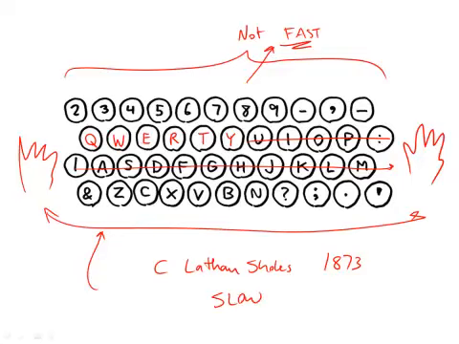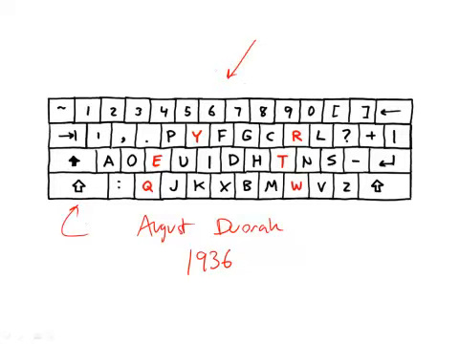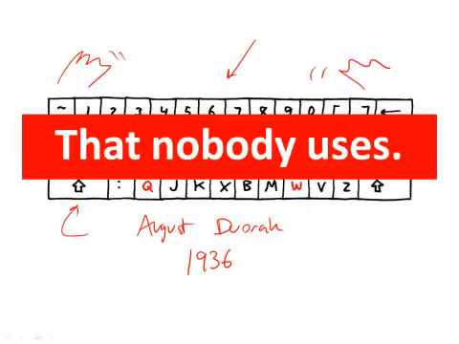Well, later on the machines got better, and in 1936, a man named August Dvorak came up with a completely new keyboard that was proven to be much, much faster and would have been more appropriate for use on our modern machines. It would have allowed our hands to actually type even faster. We'd all be faster typers. But you know what? Nobody uses the Dvorak keyboard.